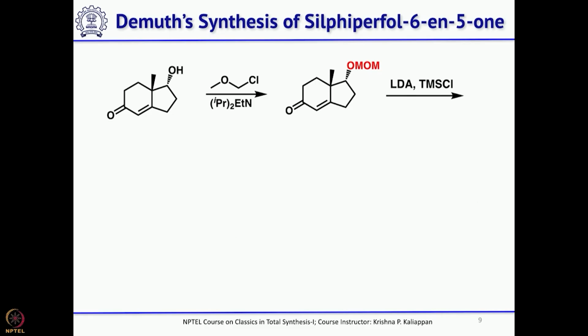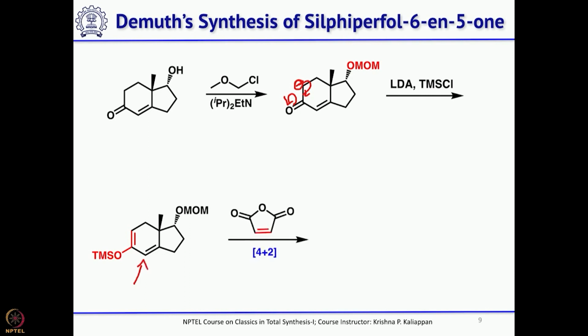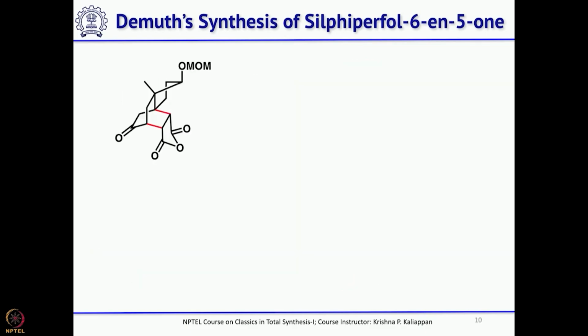Okay. And if you treat with LDA and TMS chloride, it will generate an anion here and then it will form an enolate. That enolate will become enol TMS ether, and this is the diene. Now he did a Diels-Alder reaction with maleic anhydride to form this tetracyclic compound. Okay. So, this is the intermediate, and you can see this is a transition state. Okay. This is a transition state, and this gives this tetracyclic compound.